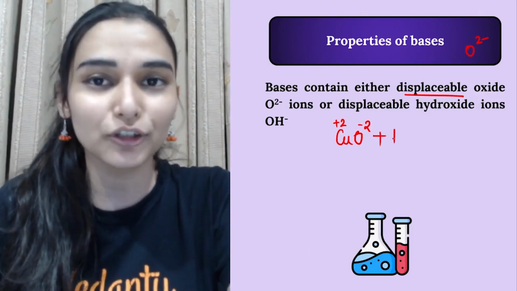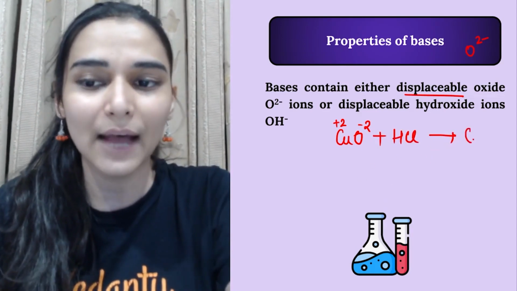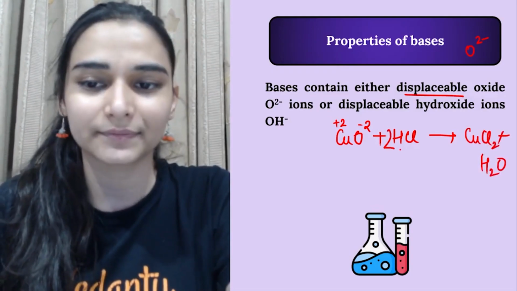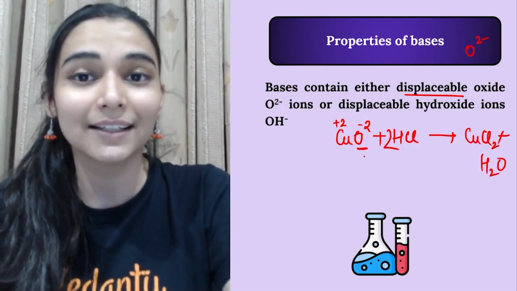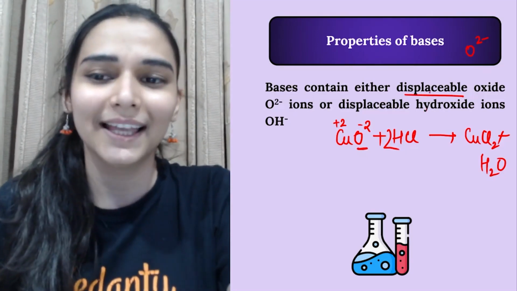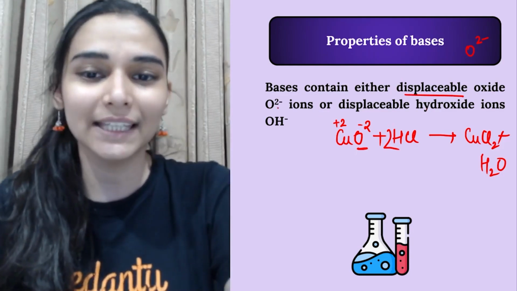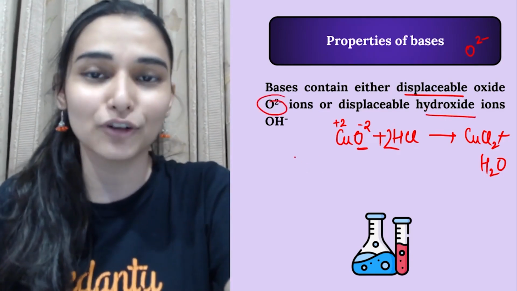Let's say you make it react with an acid, then what will happen? Exchange of ions happen. I would be getting copper chloride and water. Okay, so you can see this oxide ion is displaceable. That is how also one approach to define the base. They contain displaceable oxide ion and hydroxide ions.